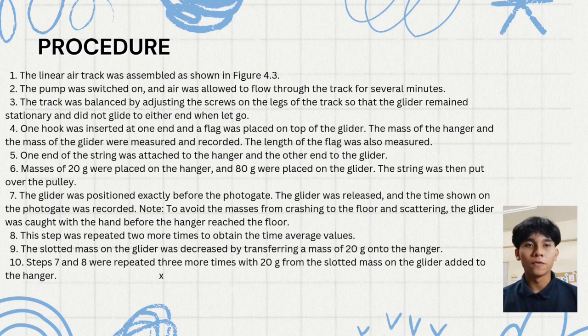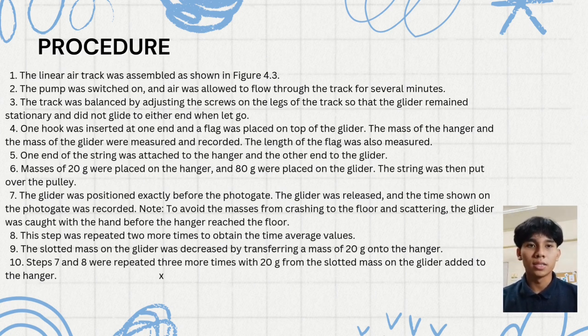Today I would like to share with you about the procedure for experiment 4. First things first, we have to make sure that the linear air track was assembled as in the lab manual, as shown in figure 4.3. Then make sure that the pump was switched on and the air was allowed to flow through the track. Let it flow for several minutes.